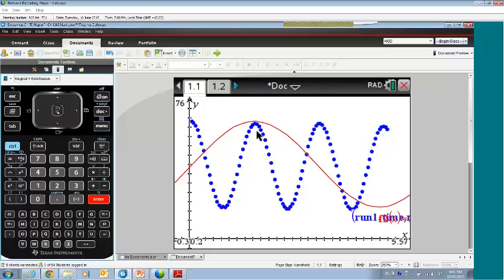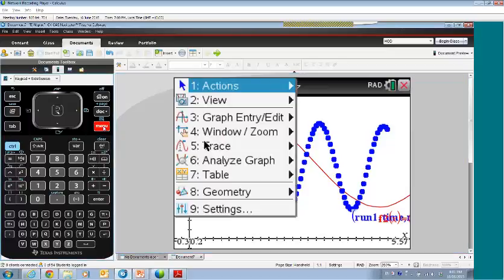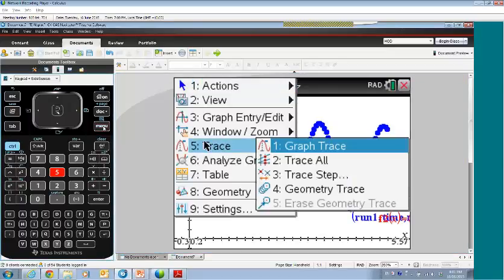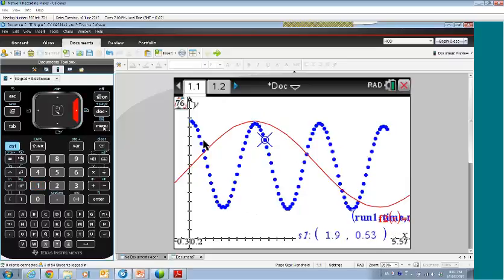Looks like my first amplitude might have been better, but anyway, we'll bear with that. And that was 0.65. Let's just do another trace. Where are we? Trace. And we'll go along until we find the next maximum value, which appears to be about 3.3, and the other one was 0.65.